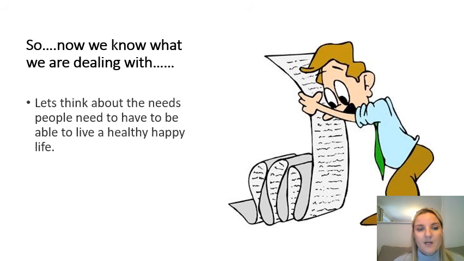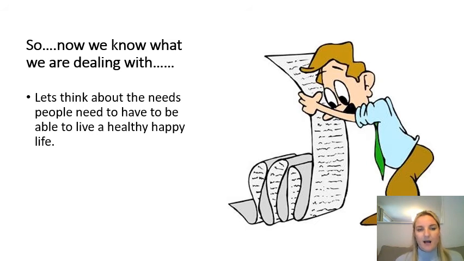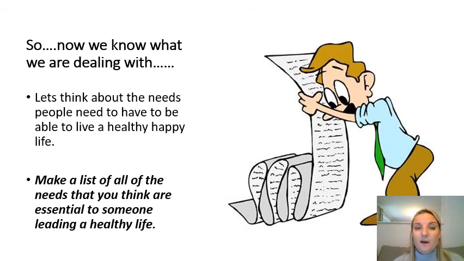So now we know what services we've got, we now need to know what we are dealing with. So let's think about the needs that people have for them to be able to live a happy and healthy life. So very quickly, again, have a think to yourself and note down and make a list of all of the needs that you think are essential to somebody living a healthy life. So what do you need to live a happy and healthy life? So I'll give you an example.